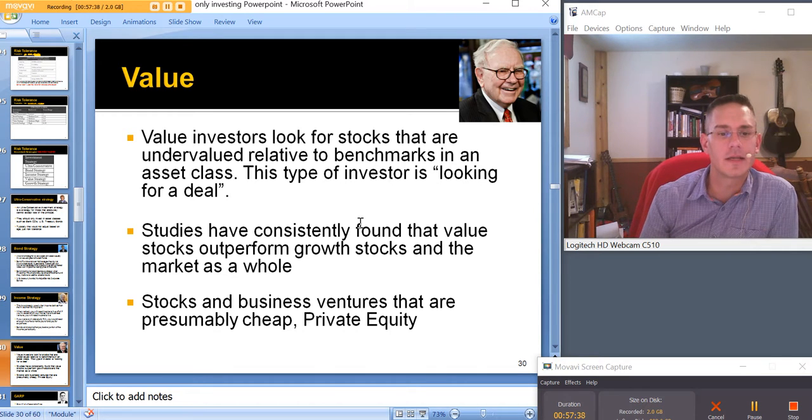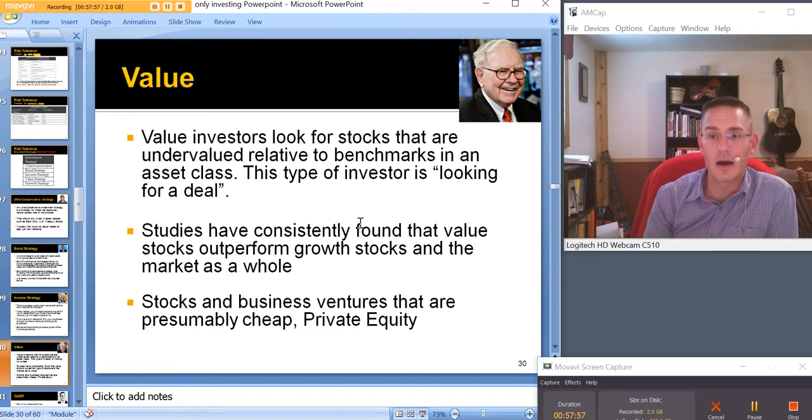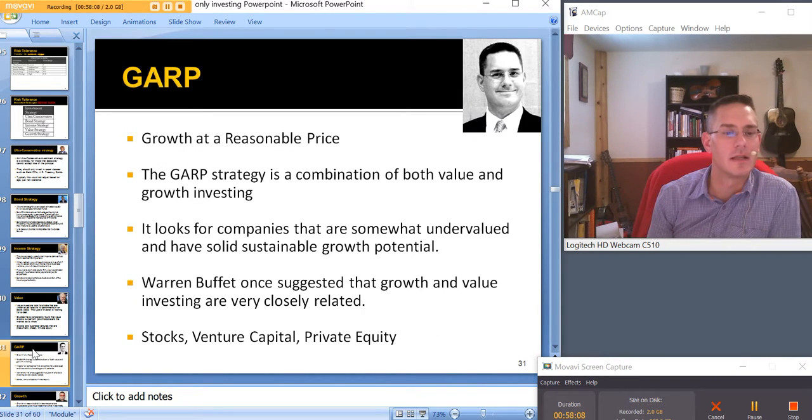Now, studies have consistently found that value stocks outperform growth stocks in the market, sometimes as a whole. Typically, companies that are small cap stocks have outperformed. Small cap value investing has been shown to outperform other types of investment strategies. And again, typically stocks and business ventures that are presumably cheap, and sometimes private equity investors get into that.